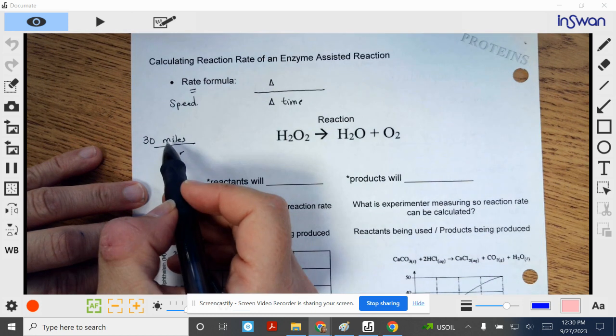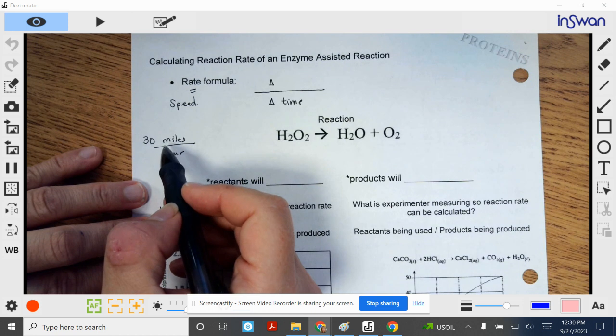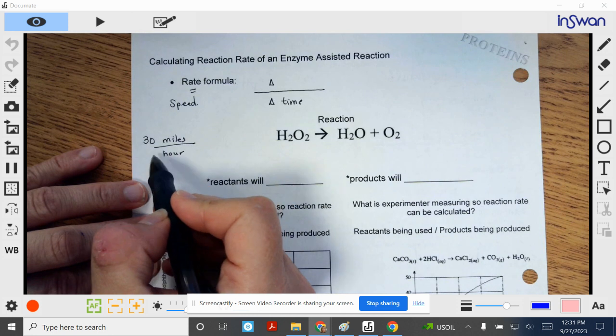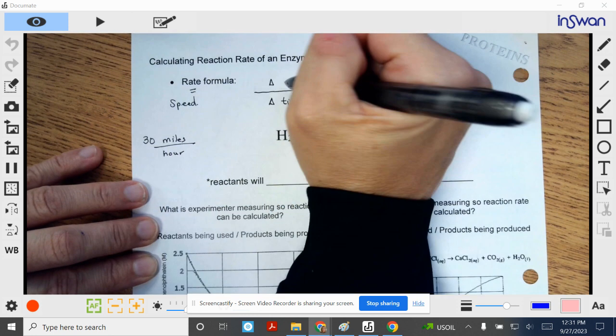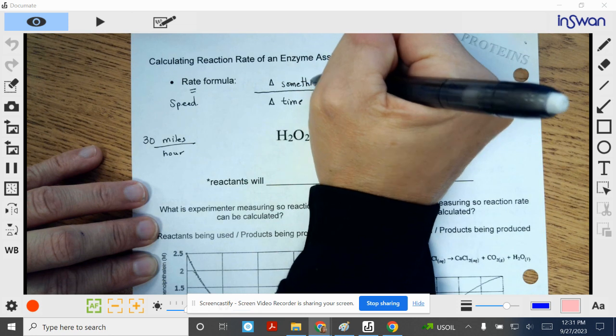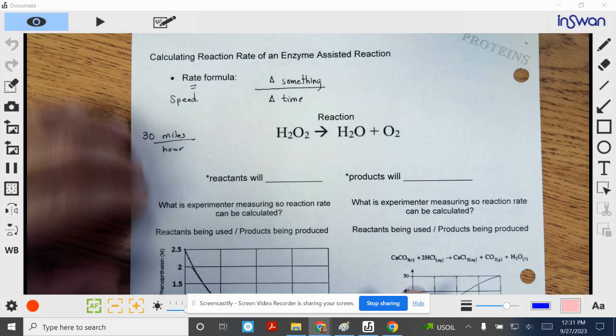Whenever you're talking about speed that you're driving, it's your change in miles. So you're at mile 0 to start, and then let's say you're at mile 10, and how much time it took to get there goes on the bottom. So we're just going to put a change in something because we can calculate rates of lots of different things. But time's going to go on the bottom.